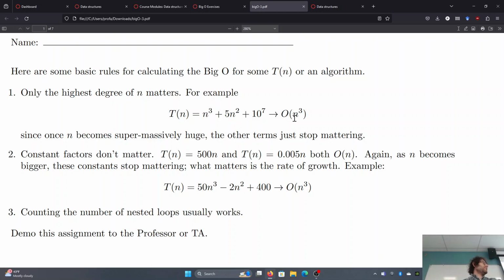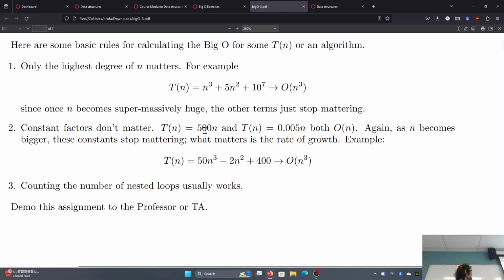A lot of the algorithms we deal with in class are going to be of a few cases, which I'll go over in a second. The other thing to consider is that constant factors don't matter.